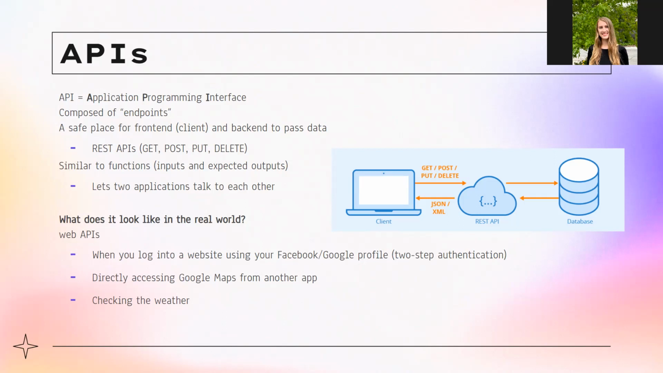Other really popular examples of APIs are directly accessing Google Maps from another app. Sometimes when they have the location, it just immediately has Google Maps integrated within the web app. And also checking the weather, having the current weather displayed on your app. We aren't personally gathering all the weather data. We're retrieving the data from another weather source, and that is through APIs.